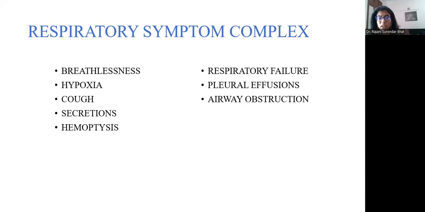And then, of course, we have airway obstruction with tumors. We have pleural effusions, either because of lung cancer, any other cancer, heart failure, renal failure, and respiratory failure, which is not being able to breathe. This could be because of a lung issue, or it could be because of a brain issue as well. So neurological conditions can lead to respiratory failure as well.